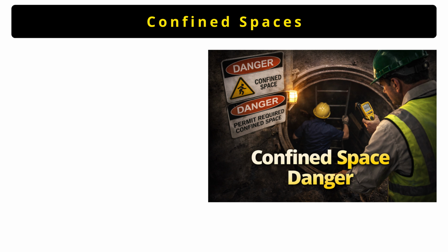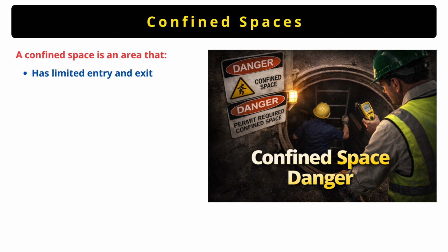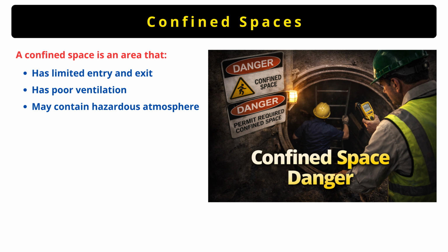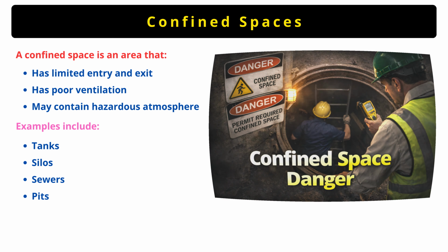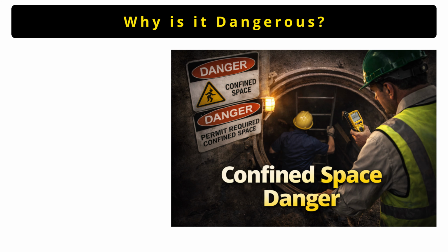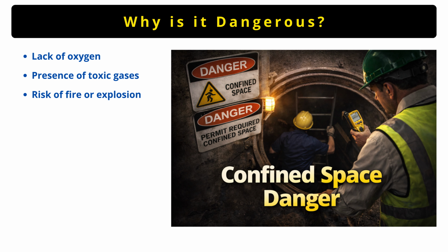Now let's talk about confined space. This is a very important topic that you must clearly understand. So what is a confined space? A confined space is a place where entry and exit are limited, ventilation is poor, and a hazardous atmosphere may be present. Examples of confined spaces include tanks, silos, sewers, and pits. Now, why is a confined space dangerous? It is important to understand this. Inside a confined space, there can be oxygen deficiency, there may be toxic gases present. There is also a risk of fire or explosion. That is why confined spaces are very dangerous.